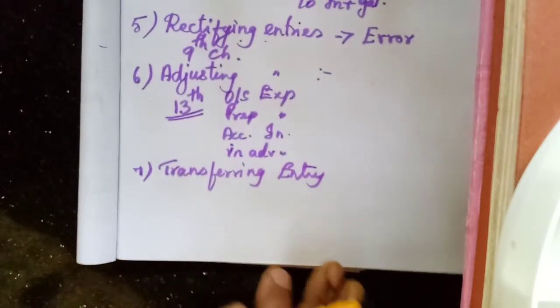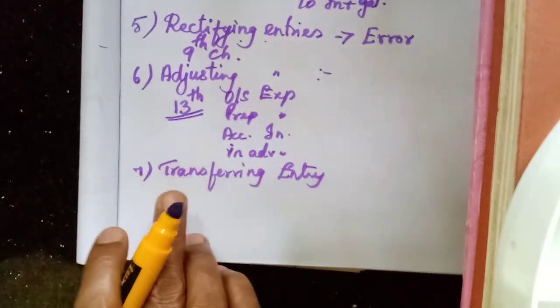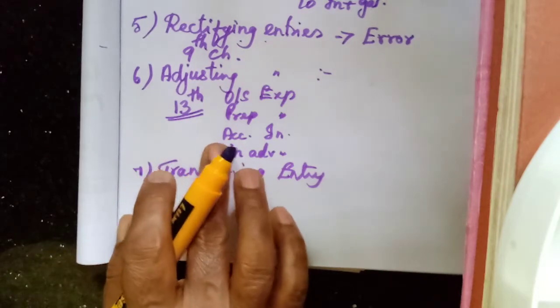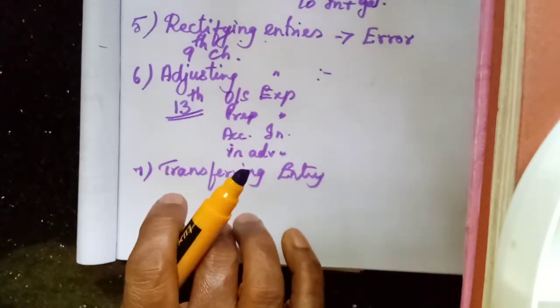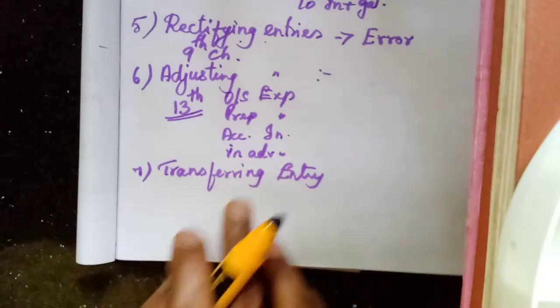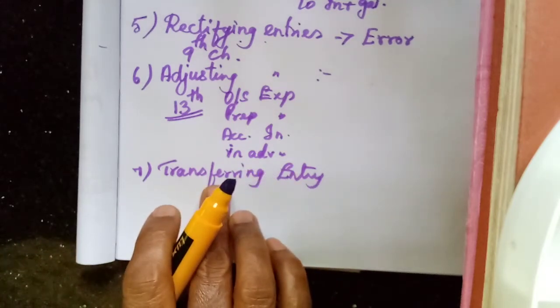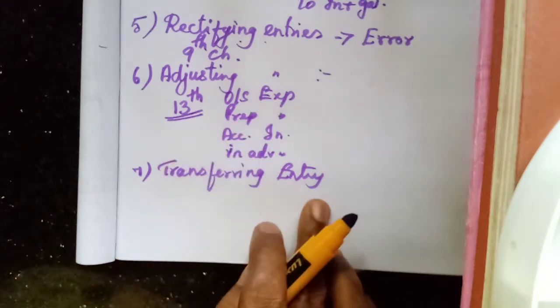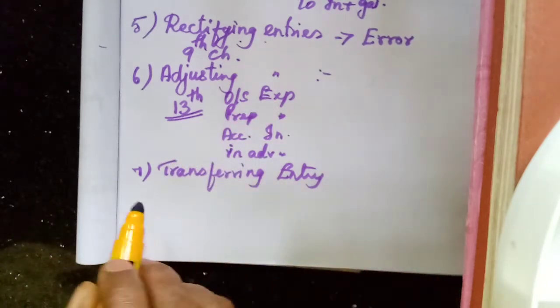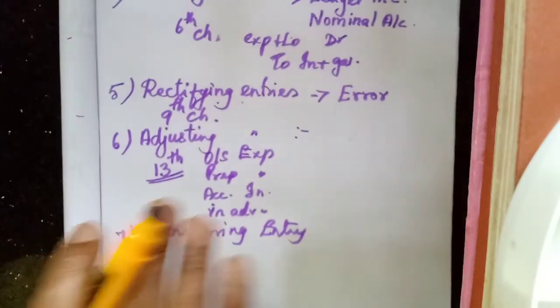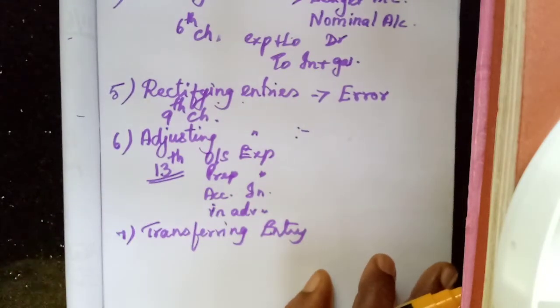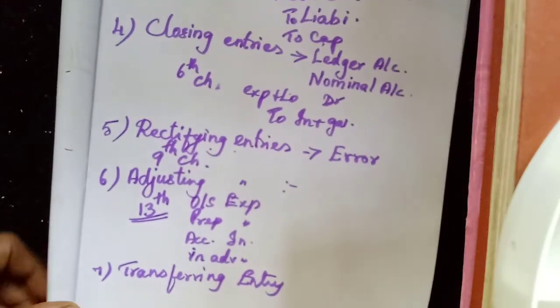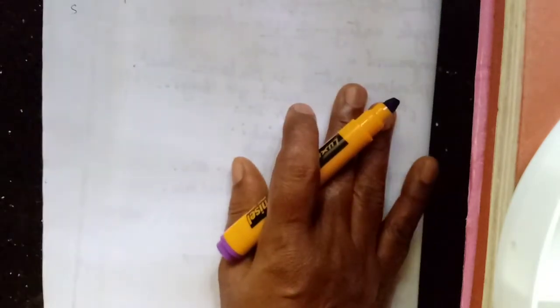What is a transferring entry? We have prepared the adjusting entry. The adjusting entry must be transferred to the profit and loss account. So we have to prepare a transferring entry. Only then can we transfer that amount, this outstanding expense, to the profit and loss account. So we have studied all the types of journal entries. I will send you the page. You can refer to that. Read and understand. Any doubt, you ask me.